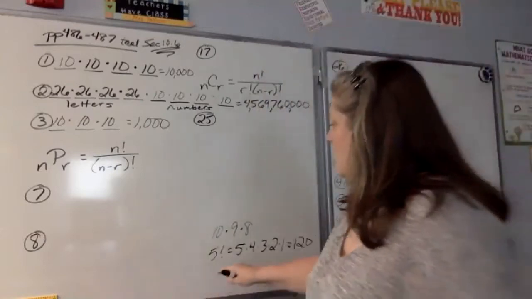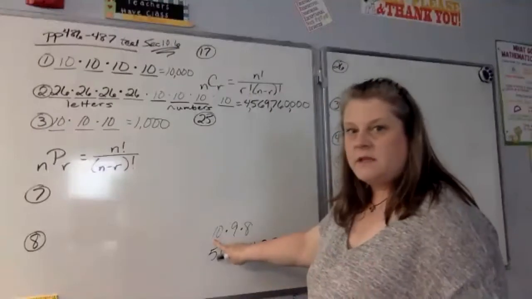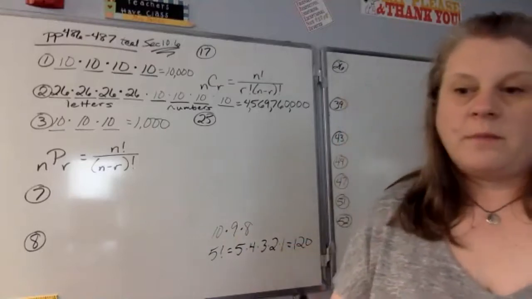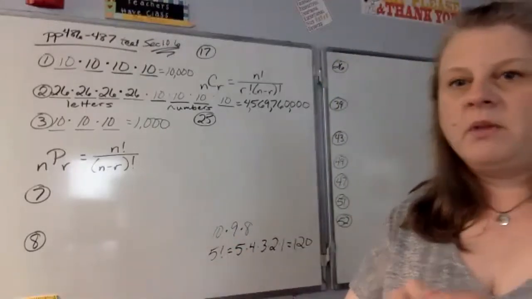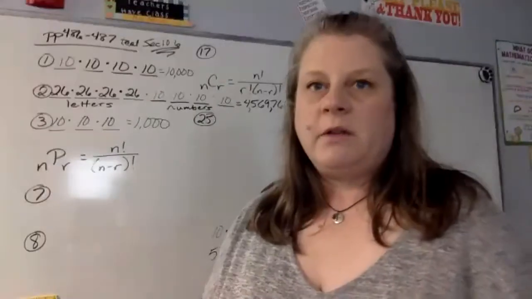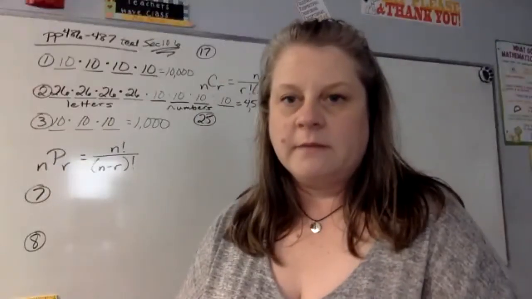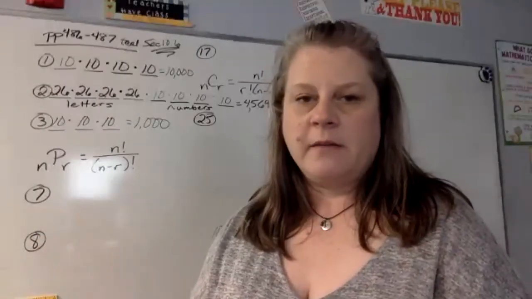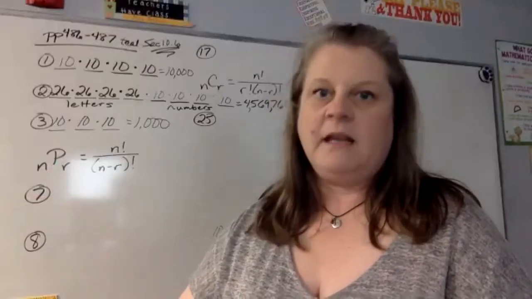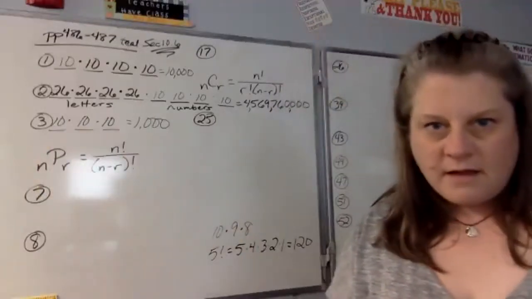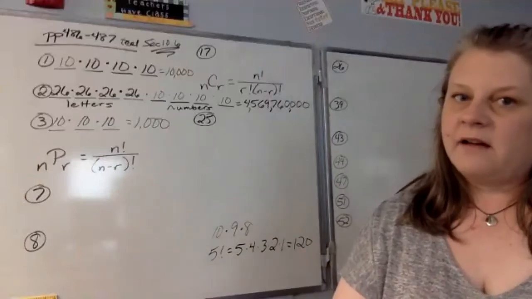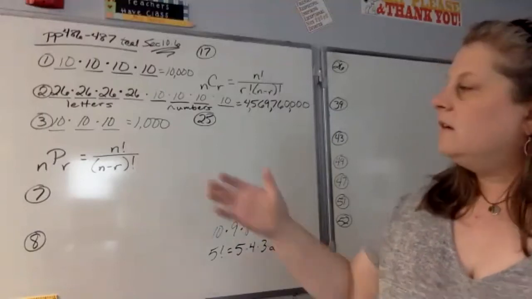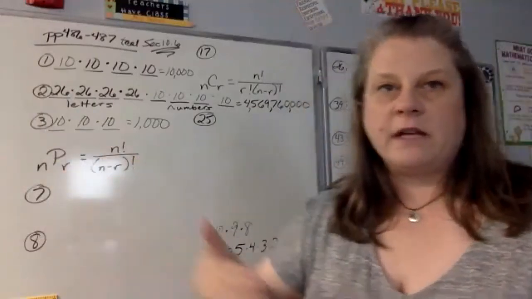Okay, but the permutation is saying the order matters. So if I pick this one first, I don't have as many choices for the next one. So the order matters. Like if people are running a race, there's 20 people in the race, how many people can come in first place? 20. After somebody's come in first place, how many are left to come in second place? 19. How many are left to come in third place? 18. So it's going to keep counting down the number of possibilities for each place in the race.